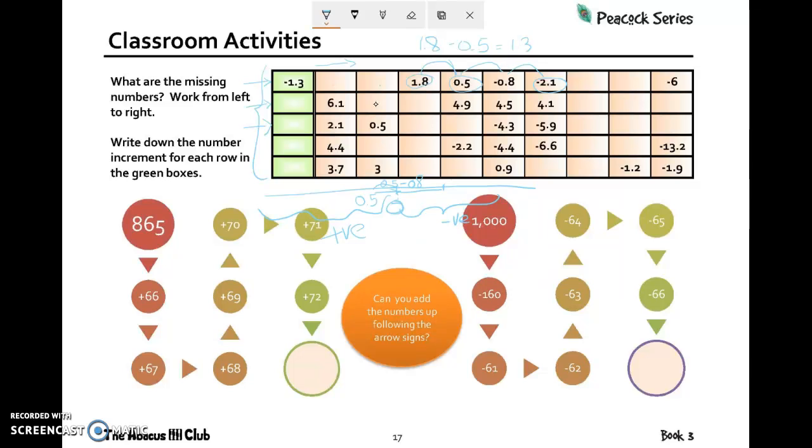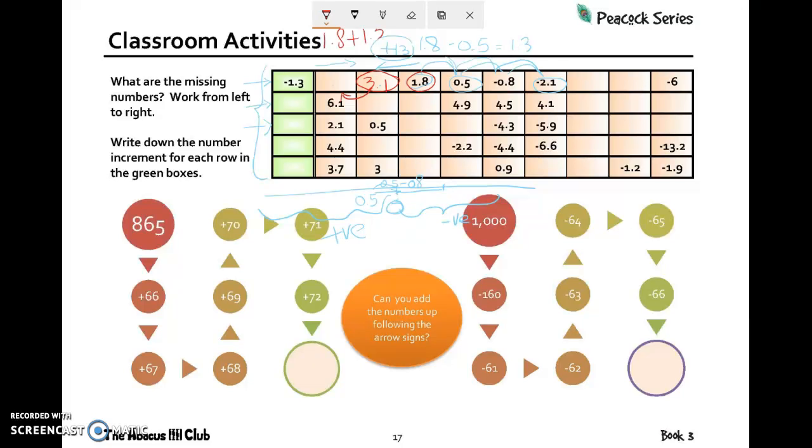Now, what confuses a lot of children is what happens on this side. What are we supposed to do? To the right it is going down. What happens when you're going to the left? It becomes the opposite. It becomes going up by 1.3. So if you want to work out what to put in there, you need to put 1.8, add 1.3, and that will be 3.1 here, and then add one more 1.3. So I hope that helps to clarify.